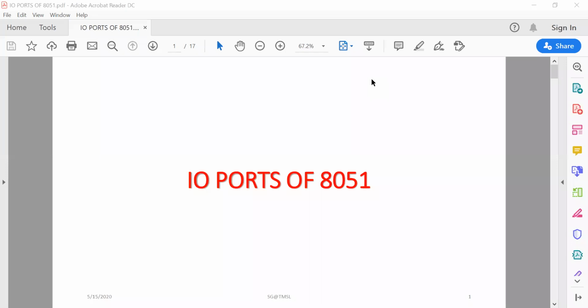Okay, so in the 8051 microcontroller, there are 32 IO pins configured as four 8-bit parallel ports named P0, that is port 0, P1, P2, and P3.